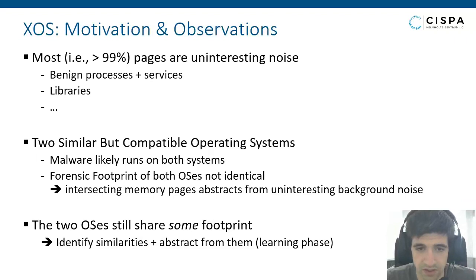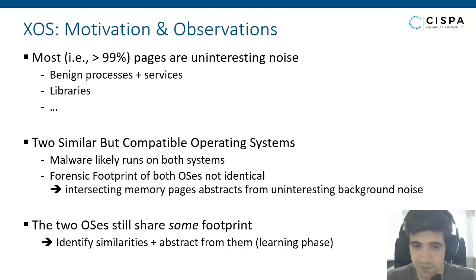And the other observation is that we have two systems that are similar but compatible. In particular, this means the malware is very likely to run on both systems. First of all, because in our case we use Windows, and Windows is an ecosystem that is very well known for its backwards compatibility. And also, malware authors usually try to make sure that their malware runs on as many systems as possible, for obvious reasons. And the interesting aspect here is that the forensic footprint of those operating systems is not identical.